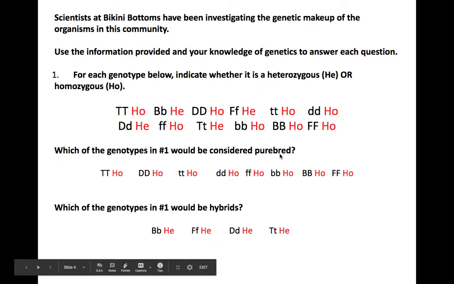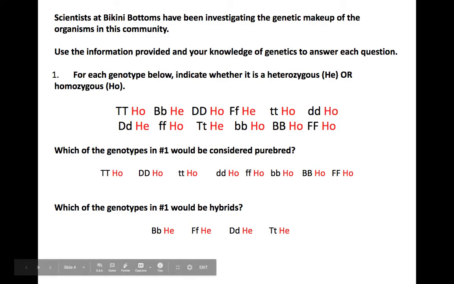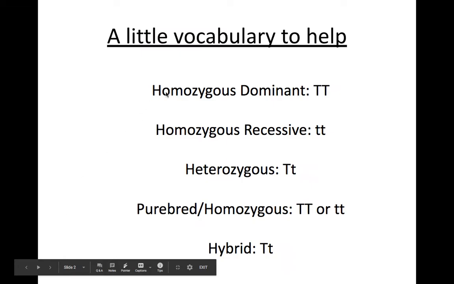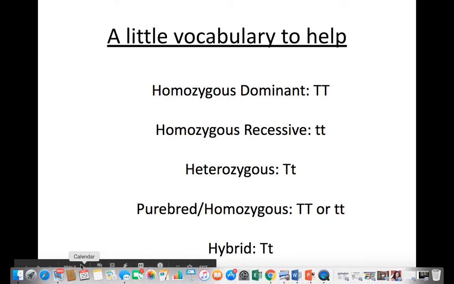Down here it says, what would be considered purebred? Well, I usually say all the hoes are purebred. So anything with two big T's, two big D's, two little t's, two little d's, two little f's, two big B's, and so on, would be homozygous because it has the same letters. I know they're not the same letters, but it's the same case of letters, capital or lowercase. The hybrids would be one capital, one lowercase. Heterozygous would be hybrids. So again, I don't know what you're talking about, Miss Smith. Go back 2 slides. Here's your vocabulary to help you. This will all make sense when we start doing Punnett squares.